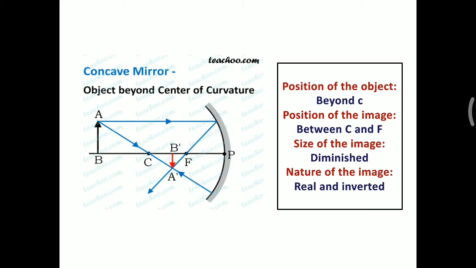The size of the image compared to the object: here the object is AB and the image is A dash B dash. Compared to the object, the image size is small, so it is diminished.